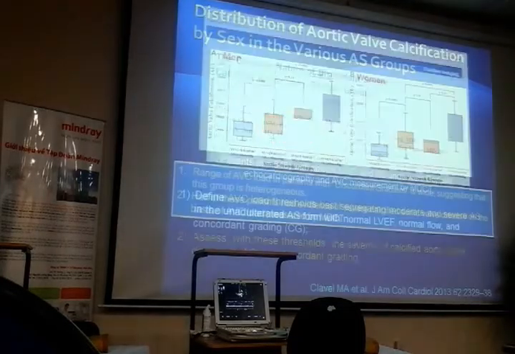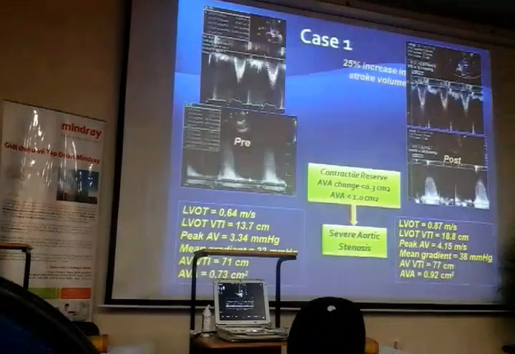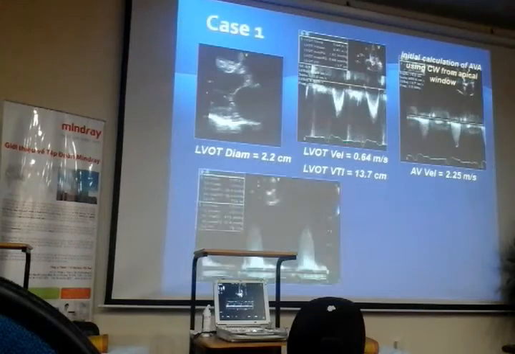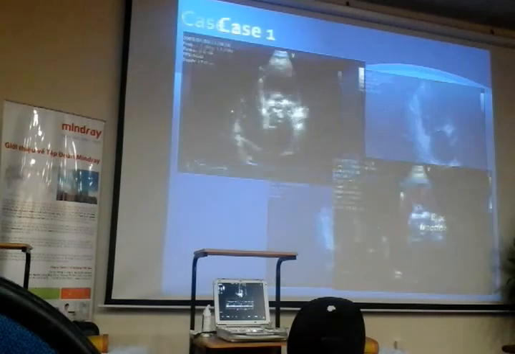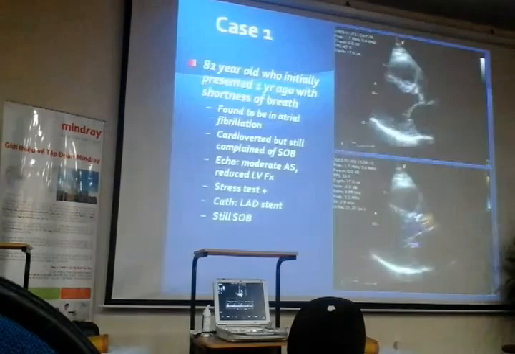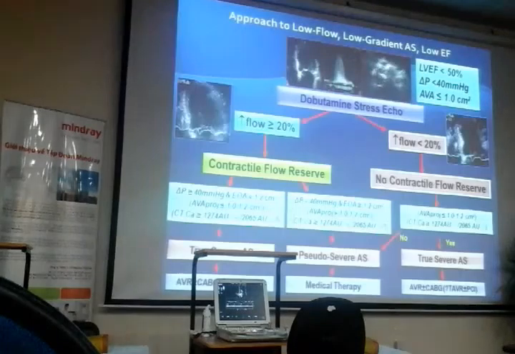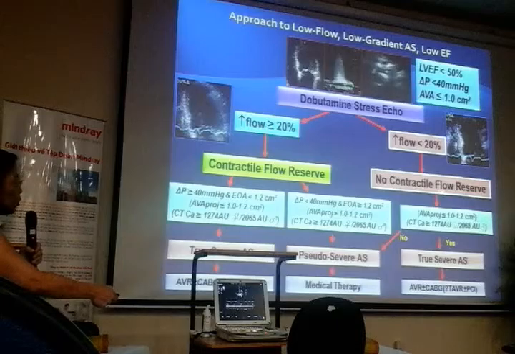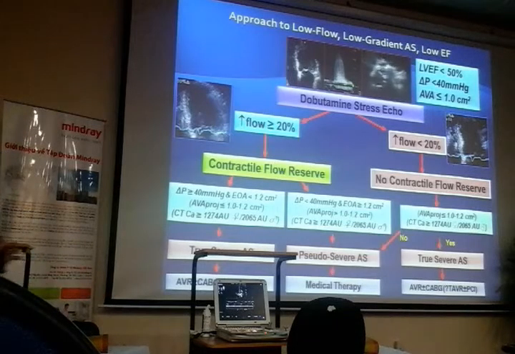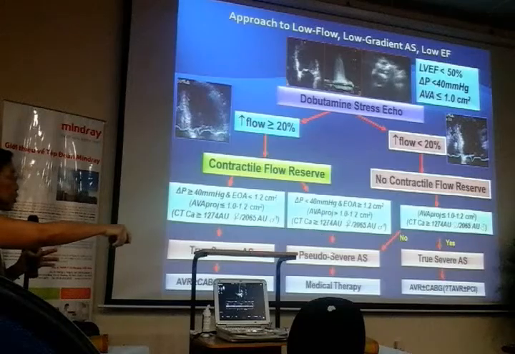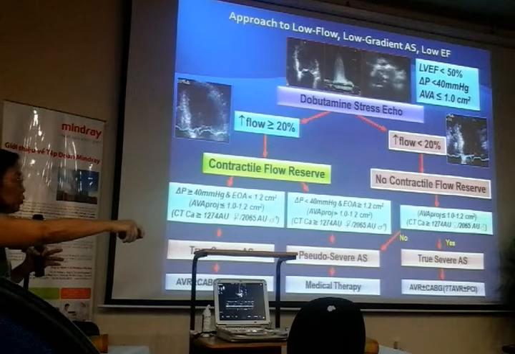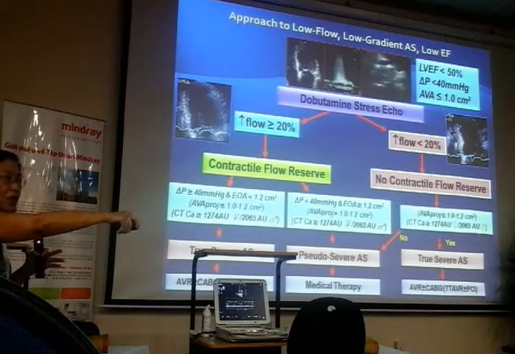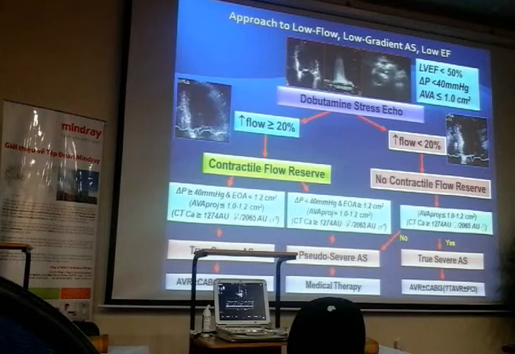So I'm just going to flip back really quickly to my algorithm and show you where this comes in. So again, if you have no contractile reserve, we now don't know whether you have severe or pseudo-severe aortic stenosis. So we will use the calcium score cutoffs to tell us that we have severe calcific aortic stenosis.